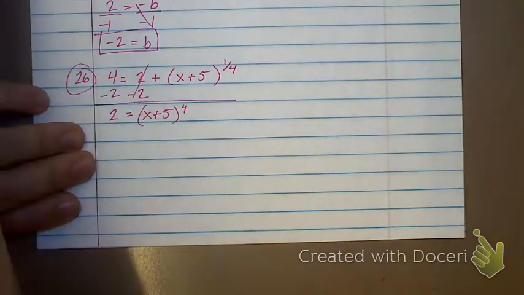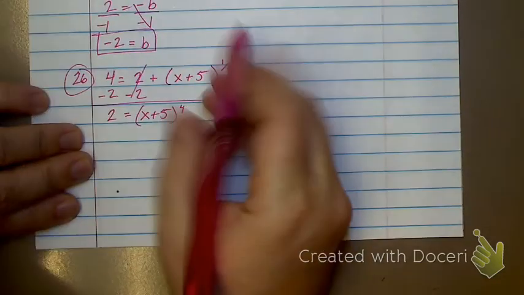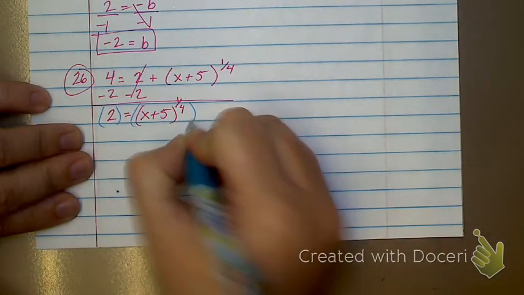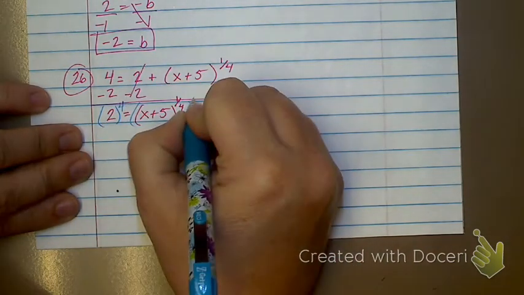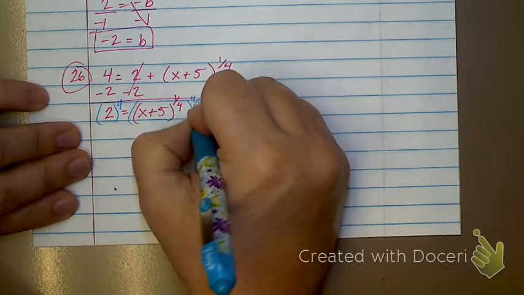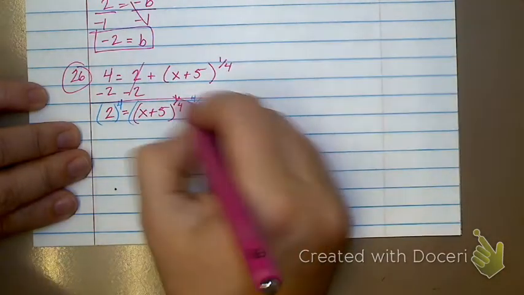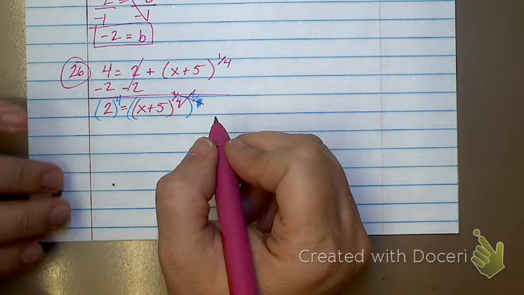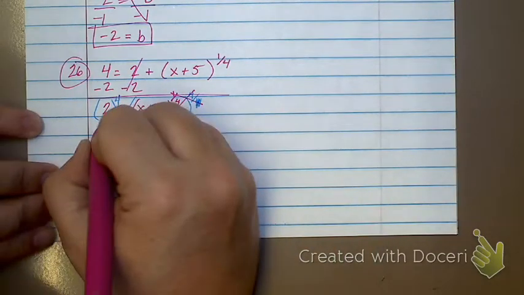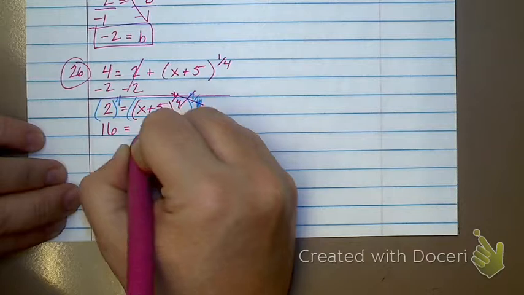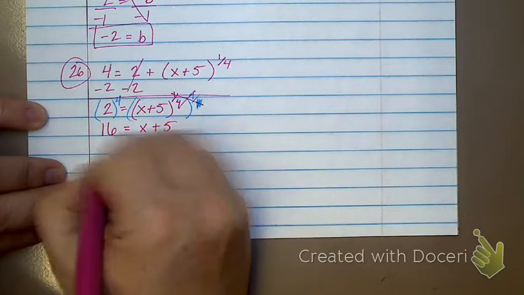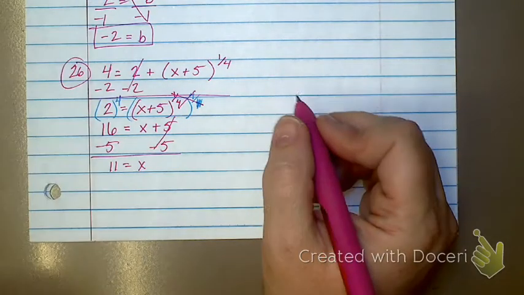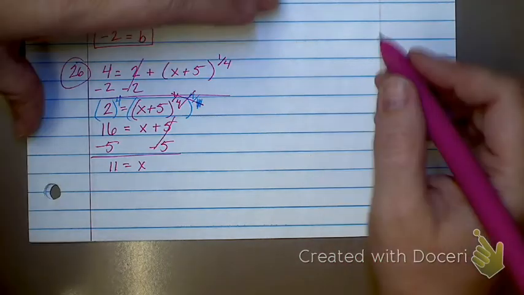And what am I going to do to both sides? I'm going to raise both sides to the reciprocal power. What's the reciprocal of 1/4? 4/1, which is just 4. So 2 to the 4th power, that's 2 times 2 times 2 times 2. 2 times 2 is 4, times 2 is 8, times 2 is 16, equals x plus 5. I'm going to subtract 5, and 11 equals x. I did say I do need to check my answer because of that even denominator.